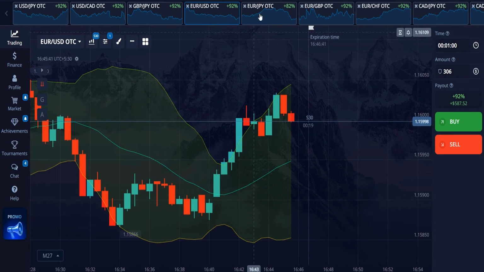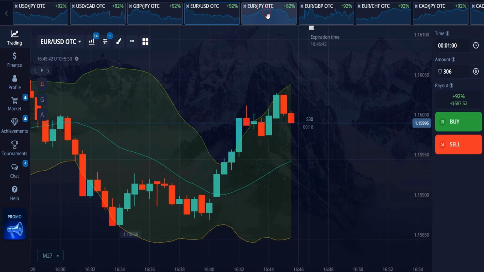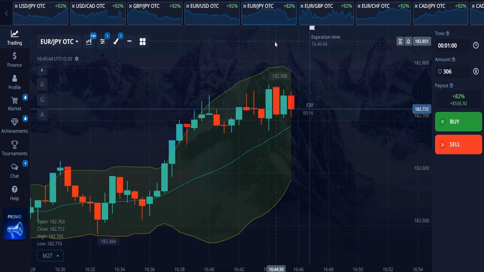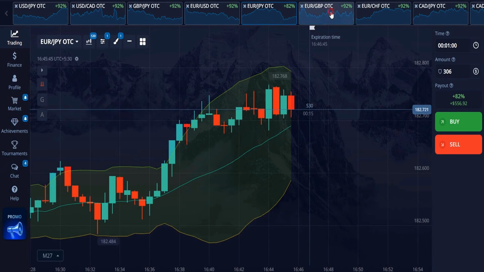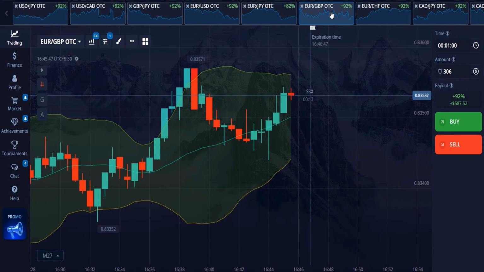First, open your Pocket Option chart and set your time frame to 30-second candles. Then, add Bollinger Bands with settings, period 20 and deviation 2. These bands help us detect when the market stretches too far, beyond normal volatility.